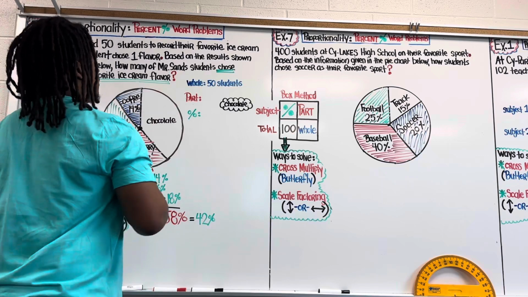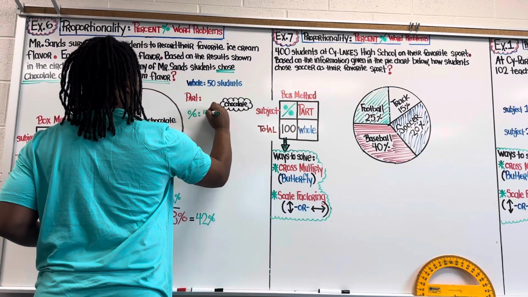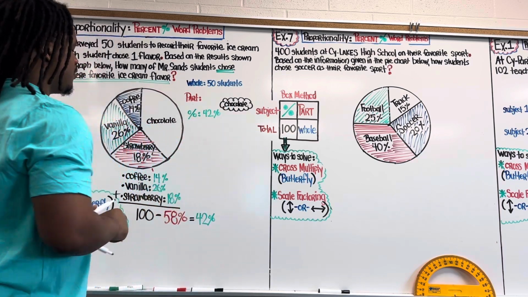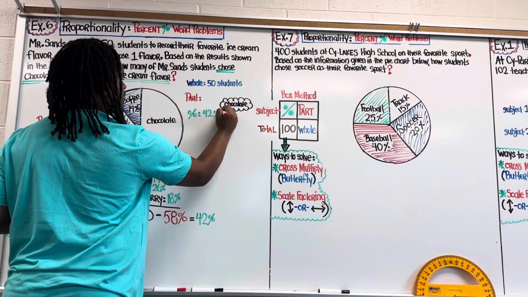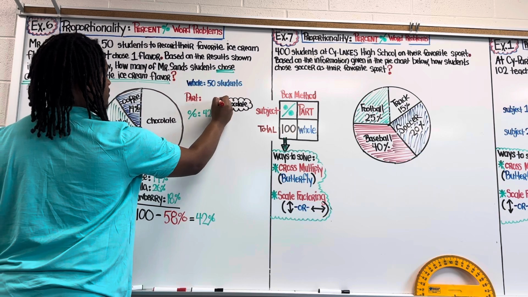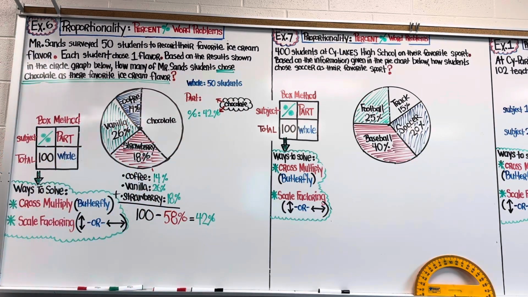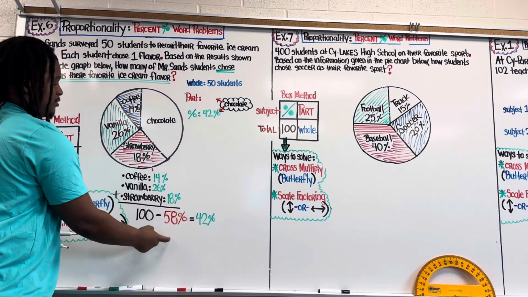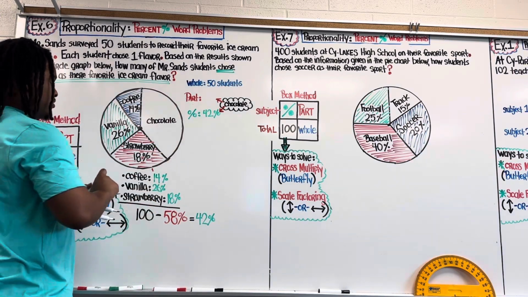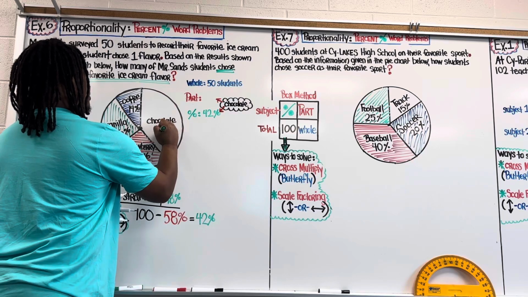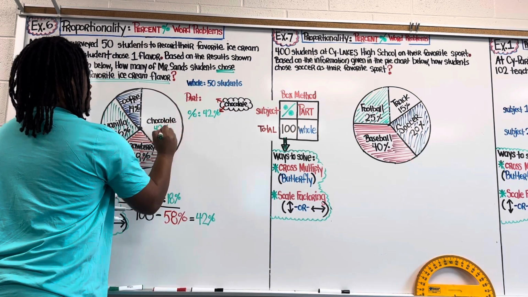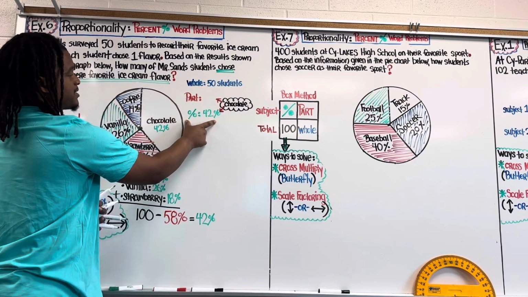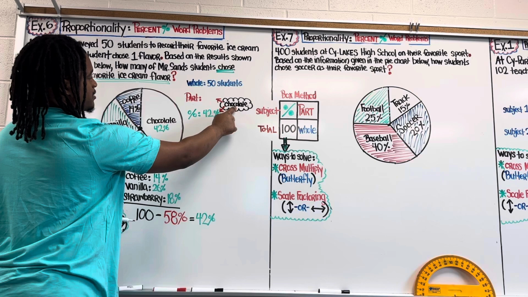Okay, so for the chocolate, guys, I know that 42% of the students chose chocolate as their favorite ice cream flavor, okay? 42% chose chocolate because, once again, 14 plus 26 plus 18 plus 42 will equal 100, okay? So chocolate is 42%. We know that, right? So we have the whole. We know that there were 50 total students. We have the percentage that represents how many students chose chocolate.